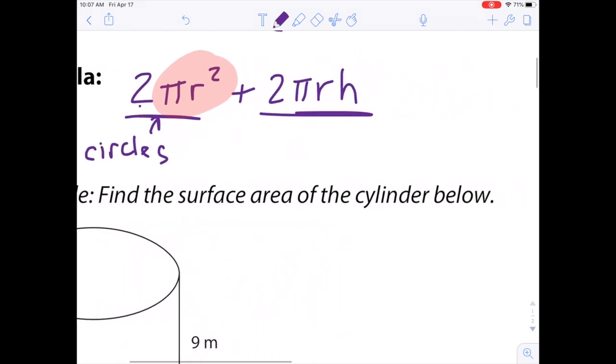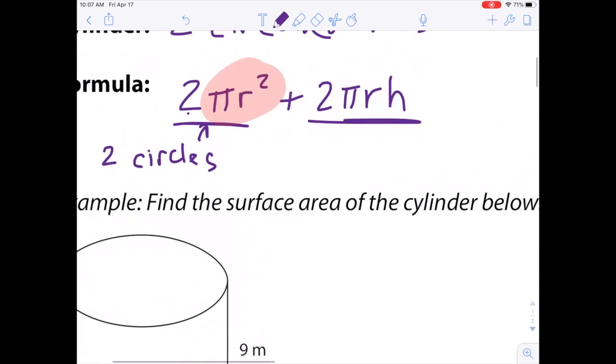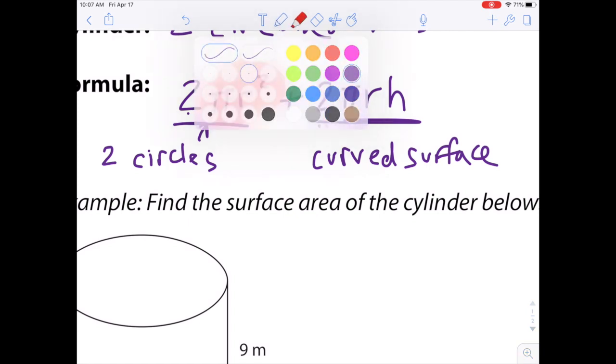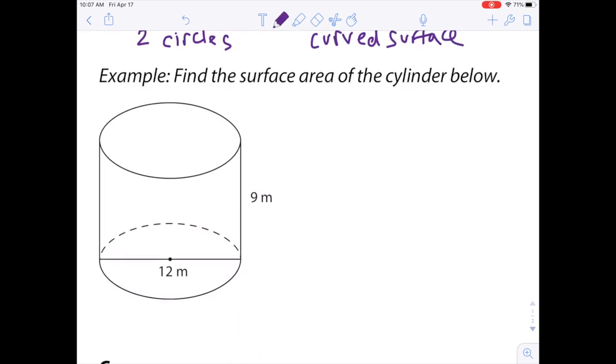And then the 2 pi rh is the curved surface that goes around the shape. Like if you think of a soup can label, the paper that goes around the outside of a soup can. So it's the curved surface. It is important that you know what each part represents: this first part represents the two circles and this part represents the curved surface.